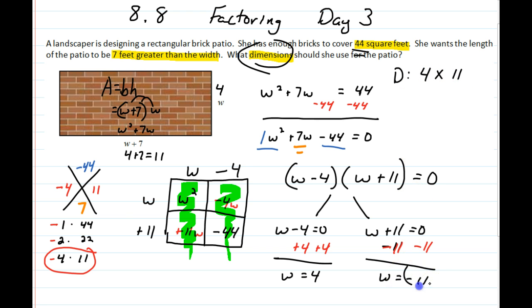So now if I take the negative 11 and plug it in, so let's use green for that. So let's see if I take this negative 11 and plug it in here, is it possible to have a rectangle that has a negative 11 width? The answer is no. I want our dimensions to be positive. So that means that my only answer came from the width of 4. So my dimensions are 4 by 11.